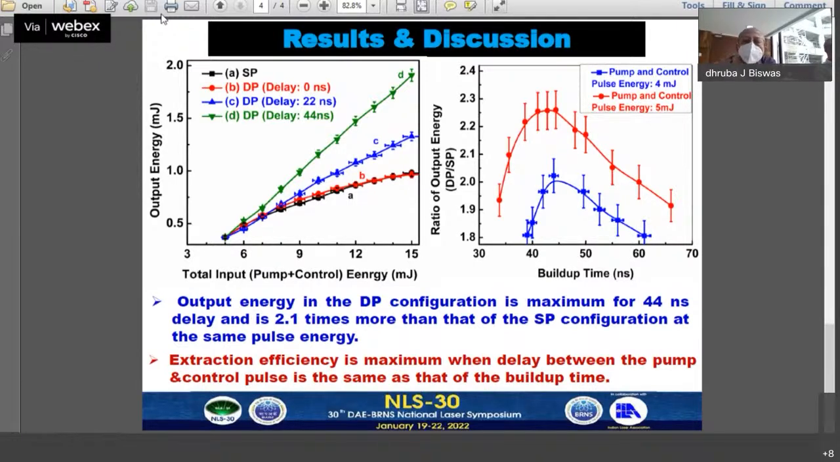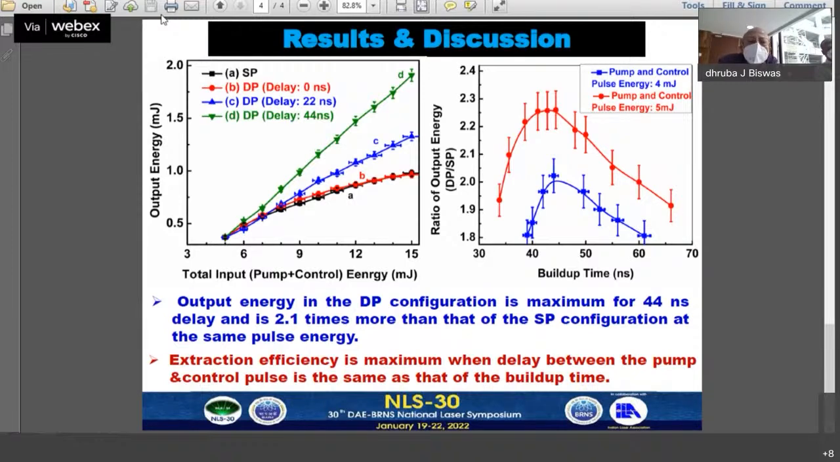However, when the delay between the two pulses is 22 nanoseconds, the slope of the curve increases and the value is also higher. At a higher total input energy of 15 millijoules, the output energy is 1.35 times more than the conventional single pumping technique. If we increase the delay to 34 nanoseconds, the output is almost 2.1 times higher than the conventional pumping technique. In this case, our pump pulse energy is 5 millijoules, which corresponds to a build-up time of 34 nanoseconds. So when the build-up time matches the delay between the pump and the control pulse, what happens?